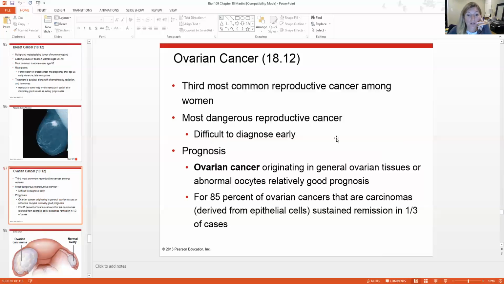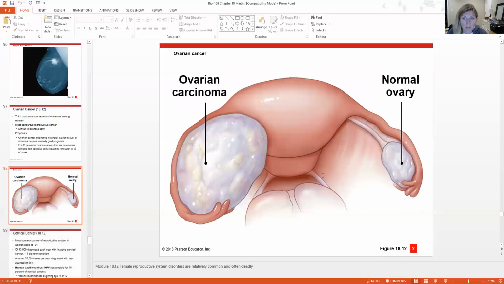So the prognosis of ovarian cancer, if it's originating in the general ovarian tissues, or abnormal oocytes can develop, or you can have a relatively good prognosis. So it can go either way. 85% of ovarian cancers are carcinomas, and remission occurs in about 1/3 of all cases. So it can be very dangerous.